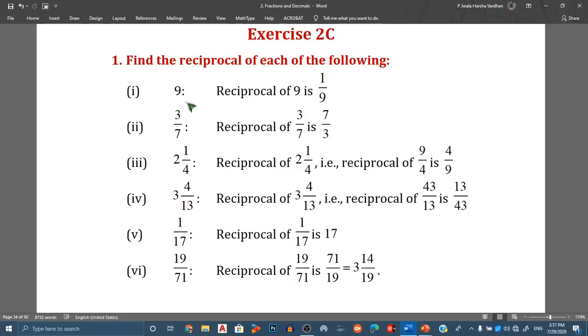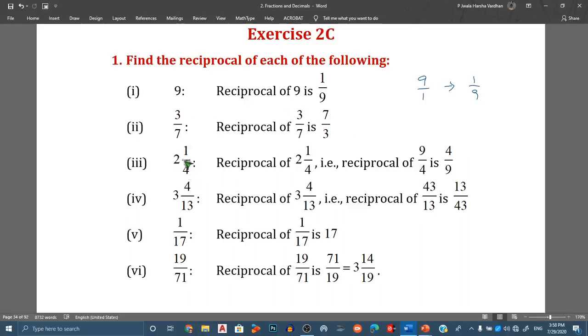You know that for 9 it is 1 by 9. Simply you can convert. What is the meaning of 9 actually? This is 9 by 1. The reciprocal of this is 1 by 9 simply. For 3 by 7, convert its numerator into the denominator and the denominator into the numerator, which is 7 by 3.